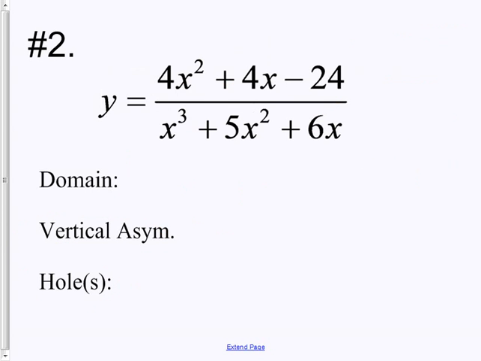All right, so let's look at problem 2. What do you think the first step is? Factoring. Yes, sir.